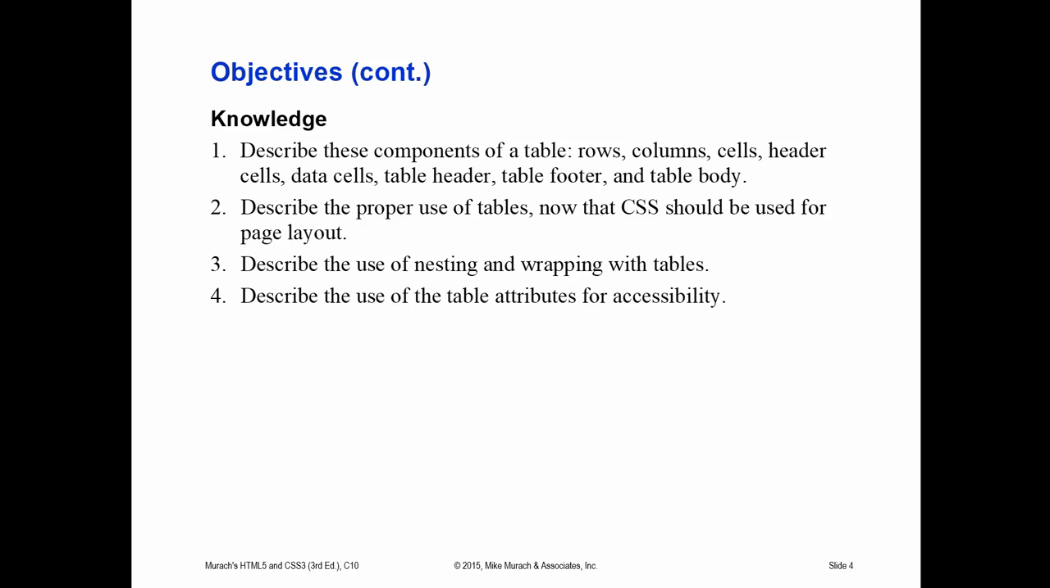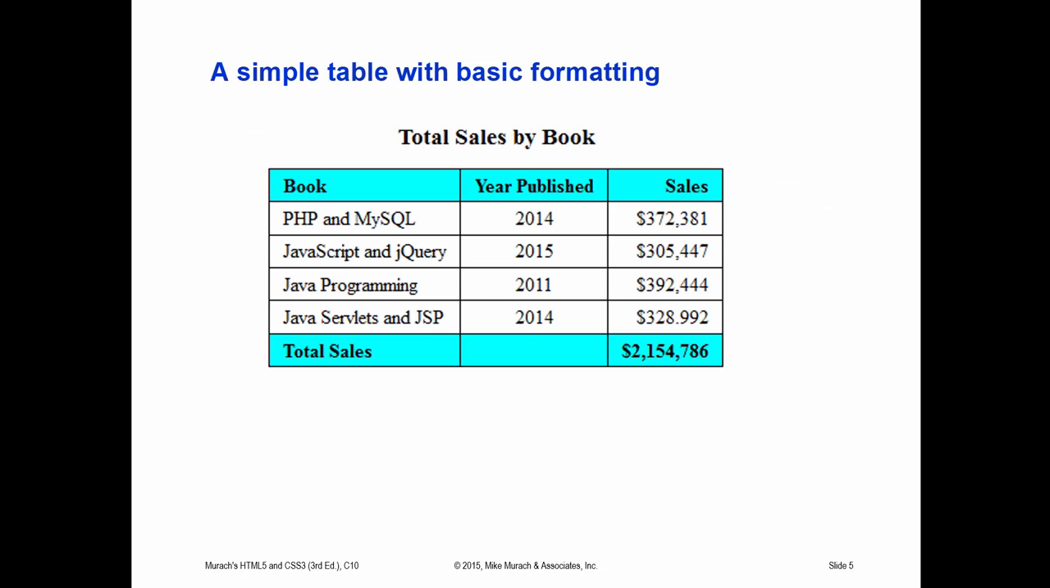Describe rows, columns, cells, header cells, data cells, table header, table footer, and table body. Describe the proper use of tables, now that CSS should be used for table layout. Describe how to do table nesting and table wrapping. And finally, describe how to use table attributes for accessibility.